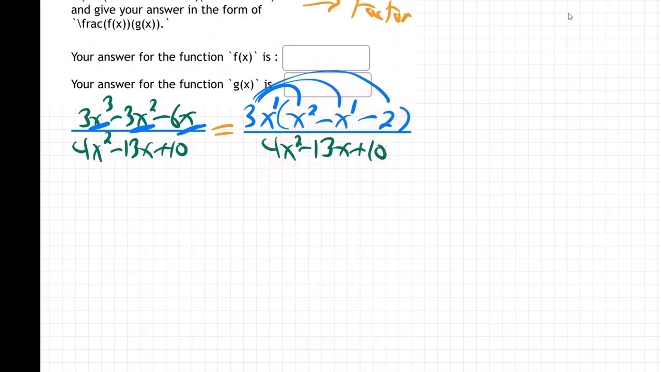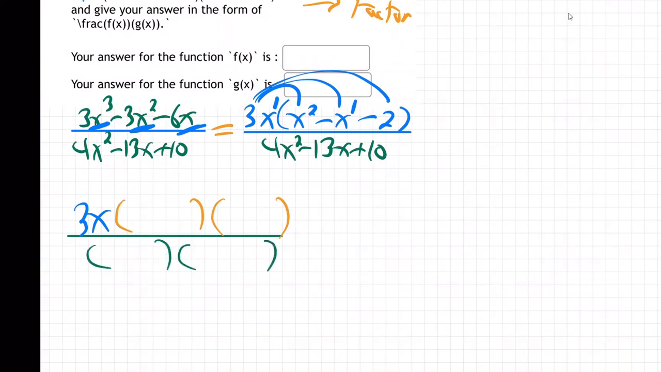Let me bring it down here. These are a lot of work. Bring it down here. And so now that 3X that's in the front on the top right here, he's still going to be there. We'll just put him right there. And then what comes after is going to be 2 parentheses. And same thing on the bottom, we're going to have 2 parentheses. We just have to figure out what exactly they are.